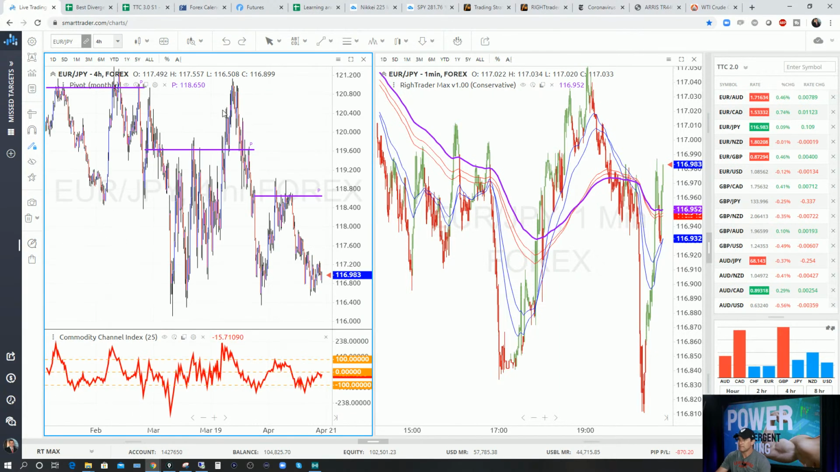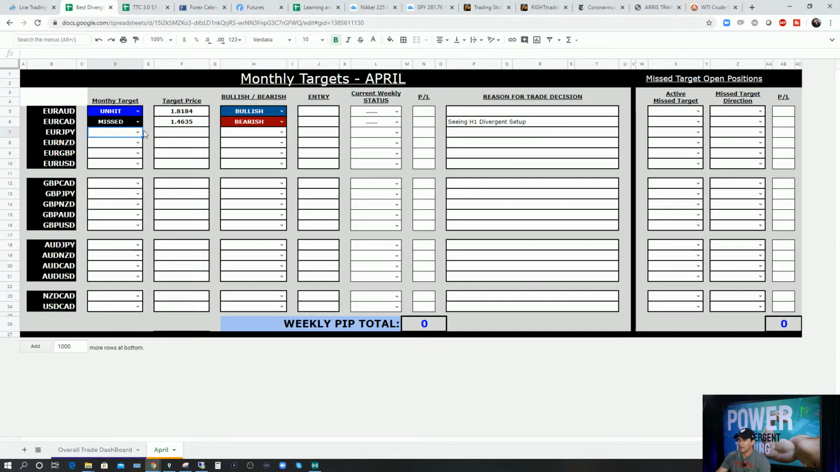So right now I'm going to list this one as no trade. Let's just call it a hit for right now, no trade.